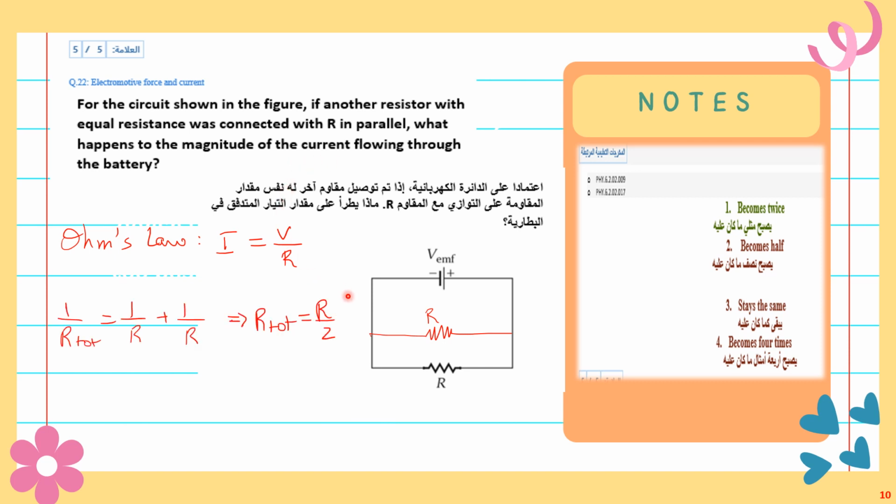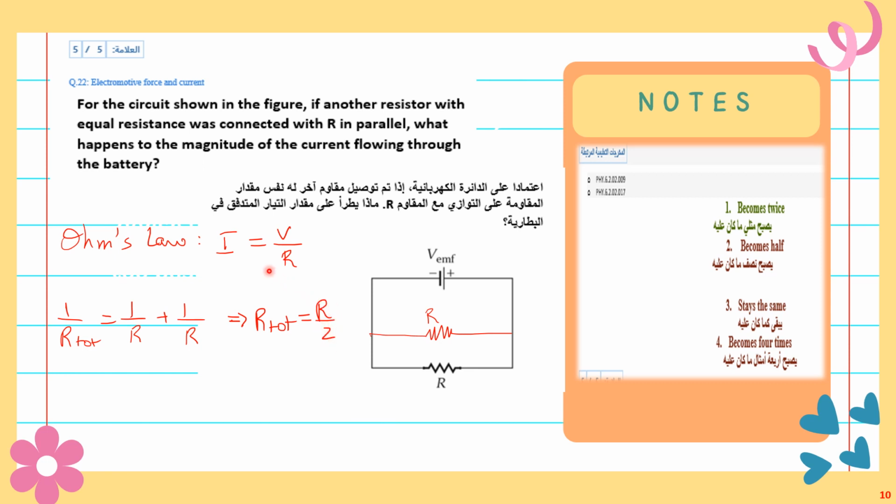Again we need to calculate R total. How to calculate R total? By applying the inverse relationship. 1 over R total will be equal to 1 over R plus 1 over R, because they are identical resistors. So R total will be equal to R over 2. So the total resistance is now divided by 2.